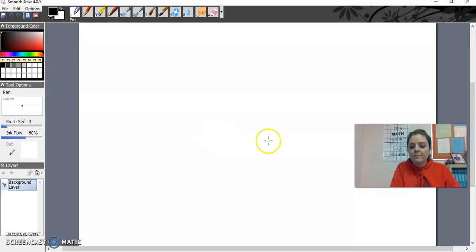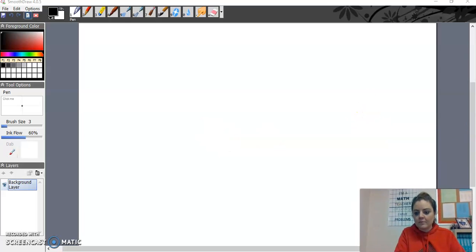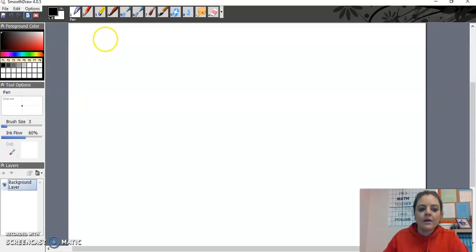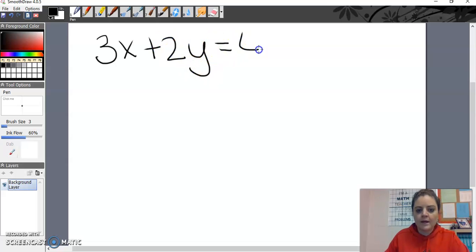So let's say we have an equation that says 3x plus 2y equals 4. This equation is in standard form. We want to convert it to slope-intercept form. We want y to be by itself. Y is not by itself on this side of the equal sign.